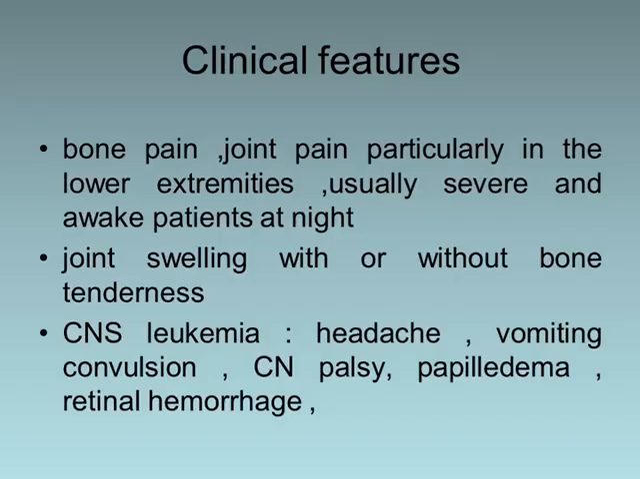Bone pain and joint pain may occur in the lower extremities, which is usually severe and may awaken the patient at night. There is joint swelling with or without tenderness. CNS leukemia can present as headache, vomiting, convulsion, cranial nerve palsy, papilledema, and retinal hemorrhage.